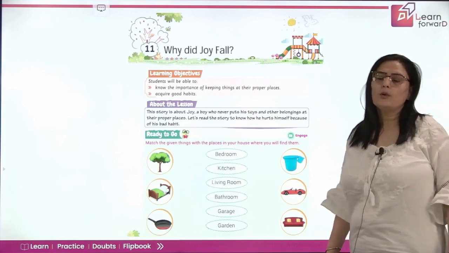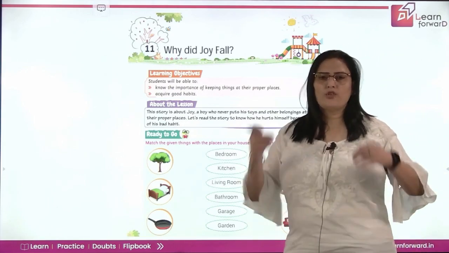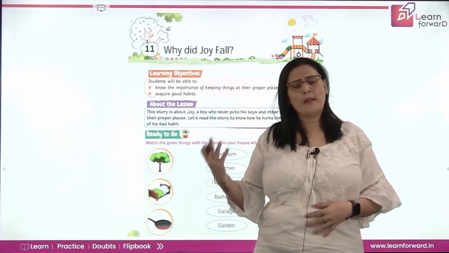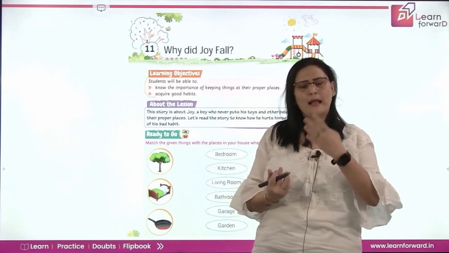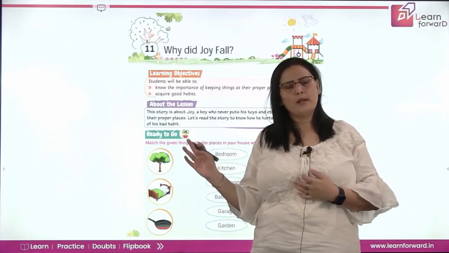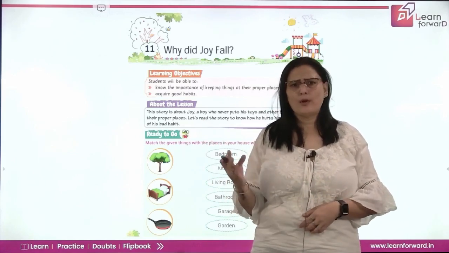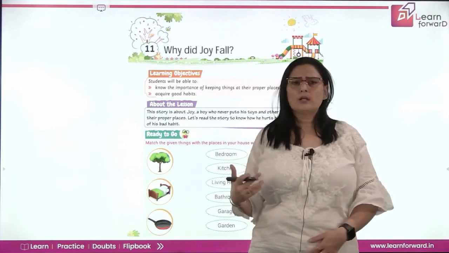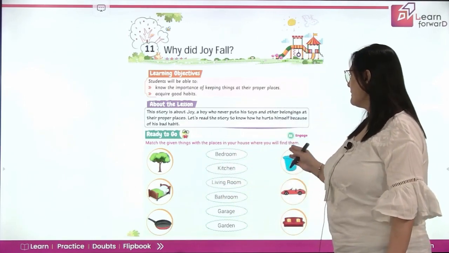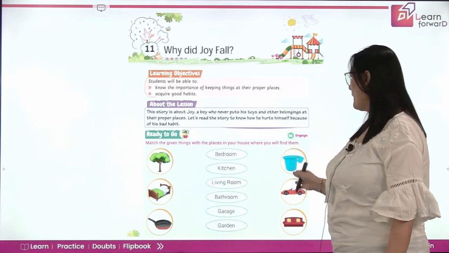Now, moms generally say that put your belongings from wherever you've picked them up. You should put the things at the right places. So there was a boy, Joy, who had a bad habit of leaving the things anywhere. Okay, and this way he hurt himself. Before that, we have an activity. Match the given things with the places in your house where you find them.